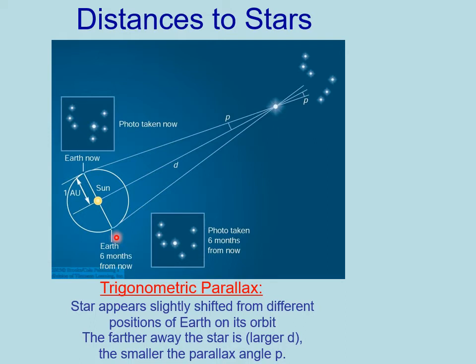So astronomers use this method and then they do the math, which, again, don't worry, we're not going to do here in this course, but they can figure out and determine the distance to relatively nearby stars using what's called trigonometric parallax.